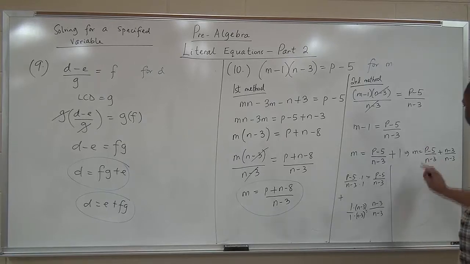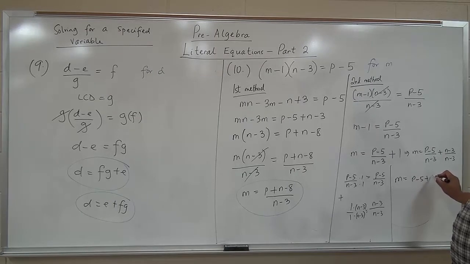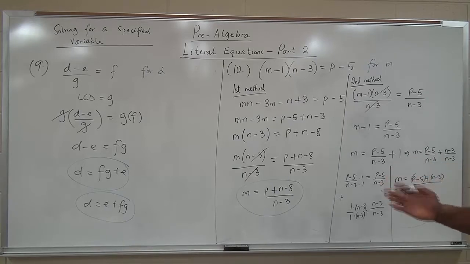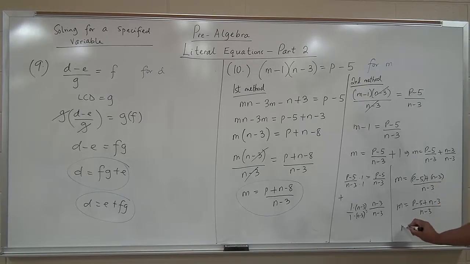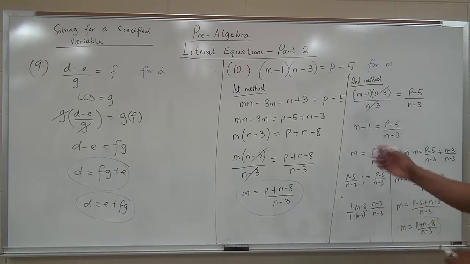You have that. So m will be p minus 5 plus n minus 3. I like putting this in parentheses when you join them, before you release them, all over n minus 3. So m will be p minus 5 plus n minus 3 all over n minus 3. So our final answer, m will be p plus n minus 8 all over n minus 3. This becomes our answer. Same answer we got here.